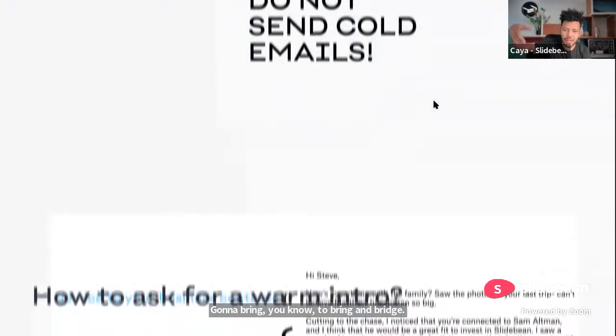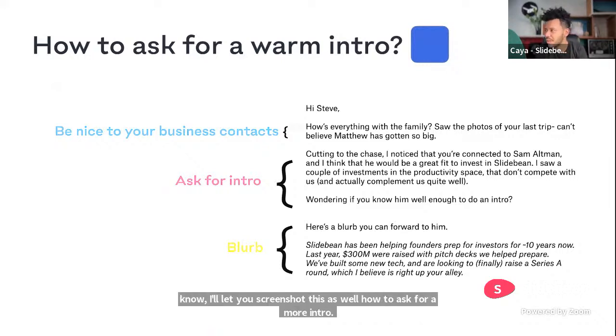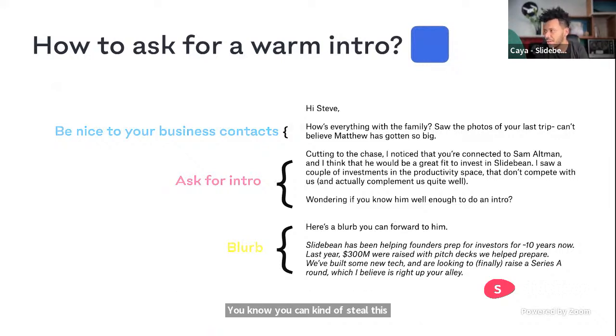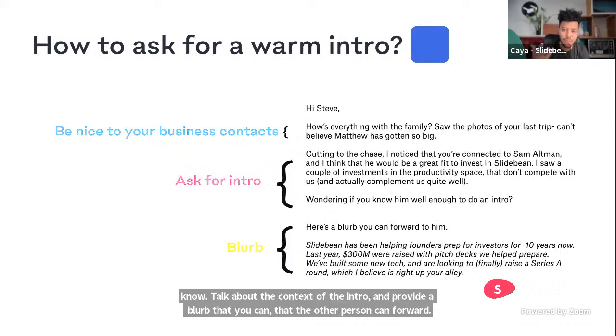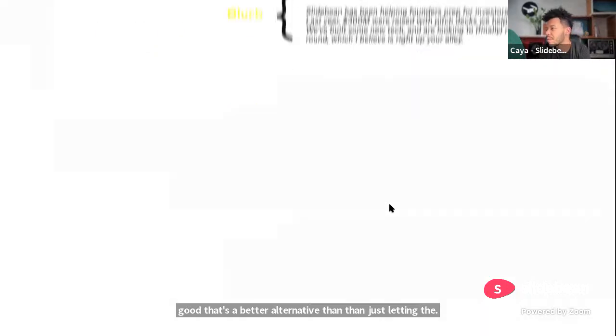I'll let you screenshot this as well: how to ask for an intro. You can steal this format here, where you're nice to your business contacts first, talk about the context of the intro, and provide a blurb that the other person can forward. You don't want the person who's doing you the favor of an introduction to have to re-explain what you do. Maybe they don't understand it well, maybe they're going to pitch it the wrong way. So if you just send the blurb of what you do, that's a better alternative than letting the person doing the intro do the work.